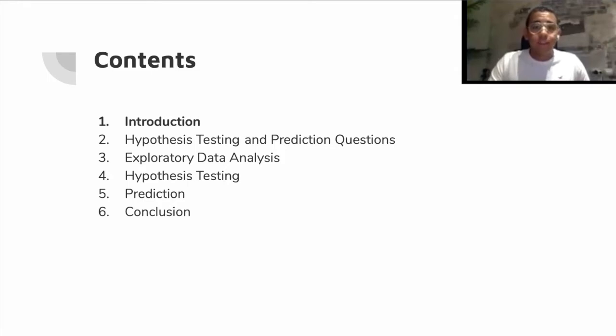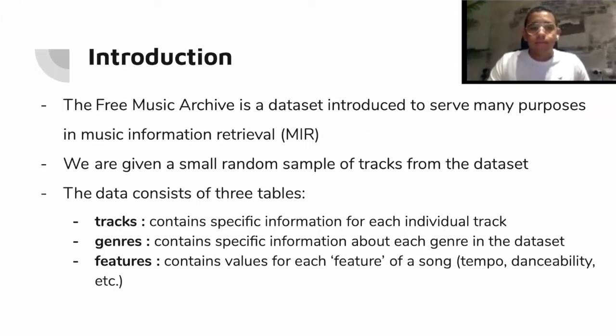First, let's introduce our dataset. For this project, we have decided to analyze a small random sample from the Free Music Archive. The dataset is divided into three tables: tracks, genres, and features. The tracks table mainly serves to identify the specific elements of each individual track. The genres table provides specific information about each genre, and the features table defines 8 possible features any song can have and assigns to each track in the sample a numerical value for how each song performs on every one of these 8 features. We will mainly be analyzing the relationship between features and track genre.